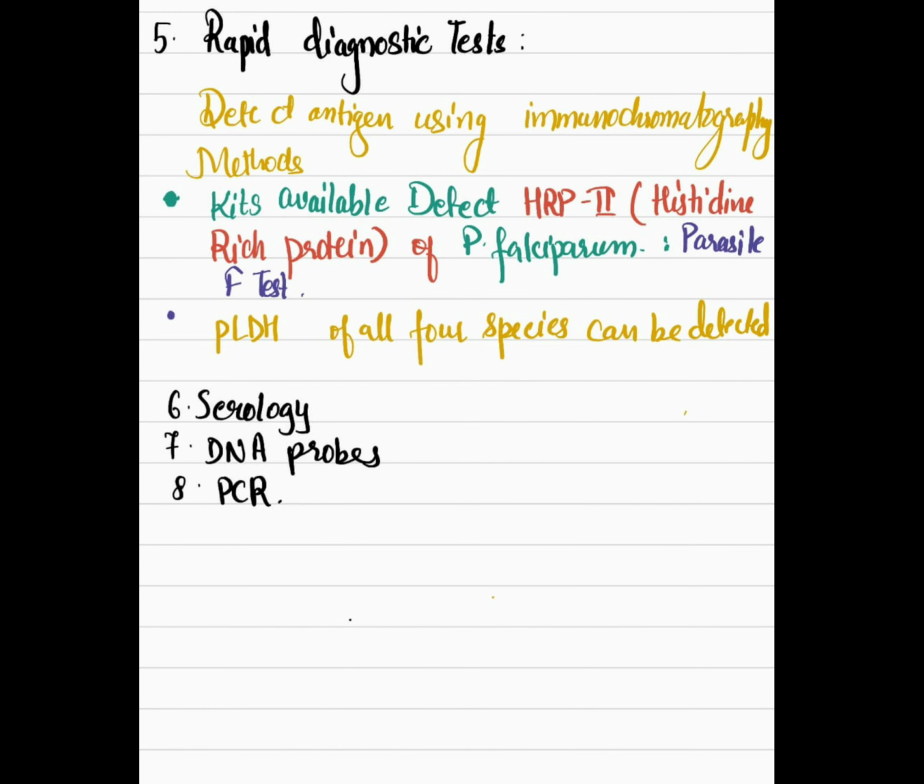Coming next to the rapid diagnostic test, which is very common, it detects the antigen using immunochromatographic methods. Kits are available to detect HRP2, which is histidine rich protein 2 of Plasmodium falciparum. This is also called the parasite F test. PLDH of all the 4 species can be detected. Other tests are serology, DNA probes, PCR.